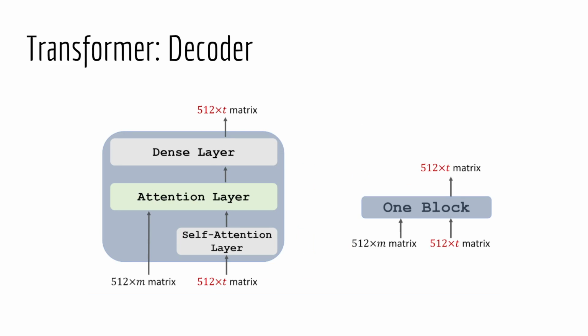Here is the transformer's decoder block. This block takes its own input as well as the output from the encoder. Its input goes through a self-attention layer, and then both that result and the output of the encoder are inputs to the attention layer. Then it goes through a dense layer.